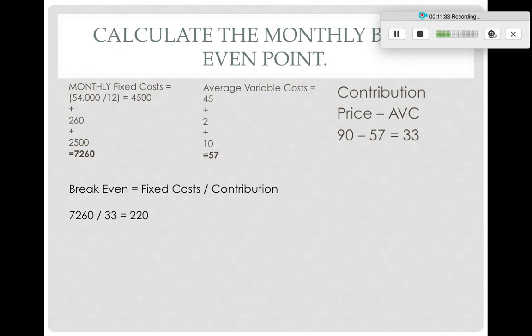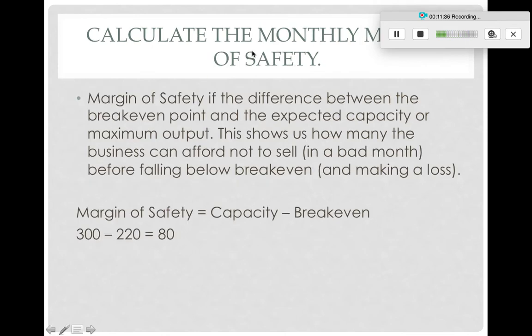So the next task you were asked for was the margin of safety. The margin of safety is the difference between the break even point and the expected capacity or maximum output. This shows us how many the business can afford not to sell, for example in a bad month, before falling below break-even and therefore making a loss. So very simple, expected output or capacity minus break-even shows me the difference.